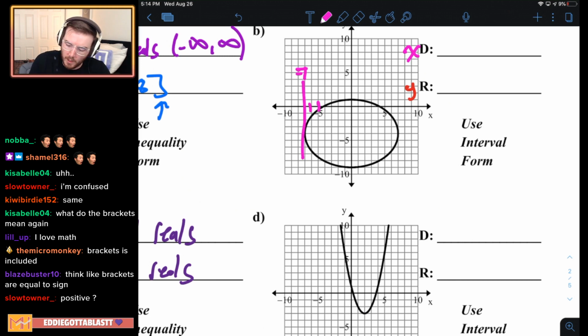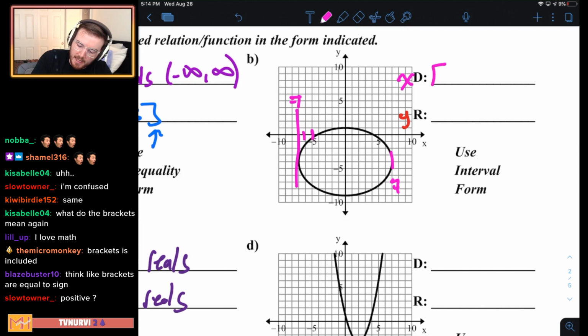And what's happening over here on the right? The furthest it's going is +7. So when it comes to the domain, the smallest it gets is -7, and the biggest it gets is +7. So we would describe that as -7 to 7. It clearly touches -7. It clearly touches +7. So I used a bracket to say included.